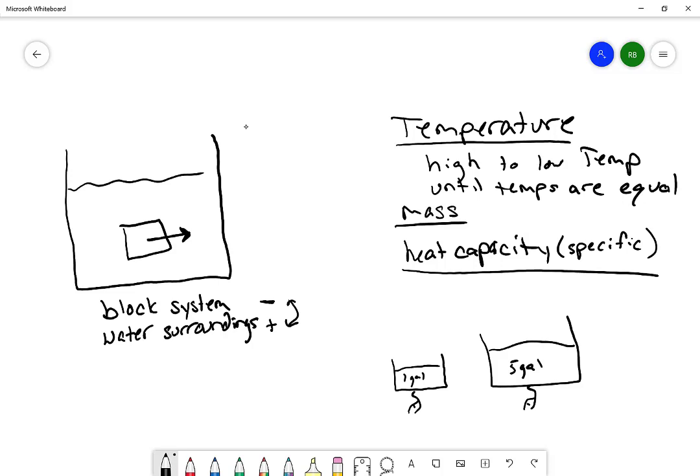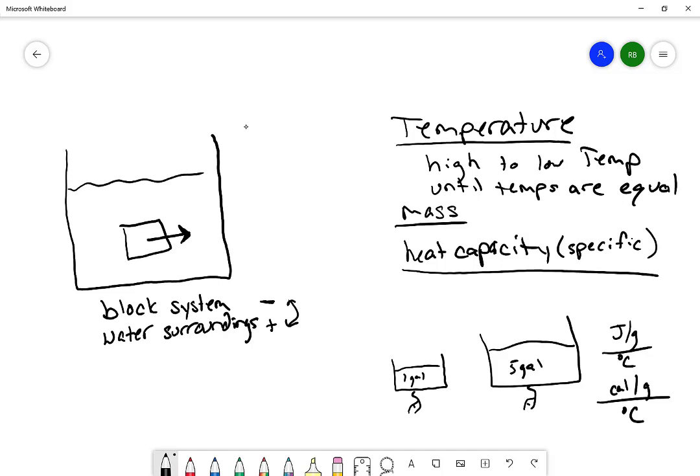Specific heat capacity describes the amount of heat required, or the amount of energy to raise 1 gram of a substance by 1 degree Celsius. So it's typically measured in joules per gram degree Celsius, or calories per gram degree Celsius. So it's specific, 1 gram per 1 degree Celsius. So how much energy is required, that's the joules and calories, to raise 1 gram of substance by 1 degree Celsius.